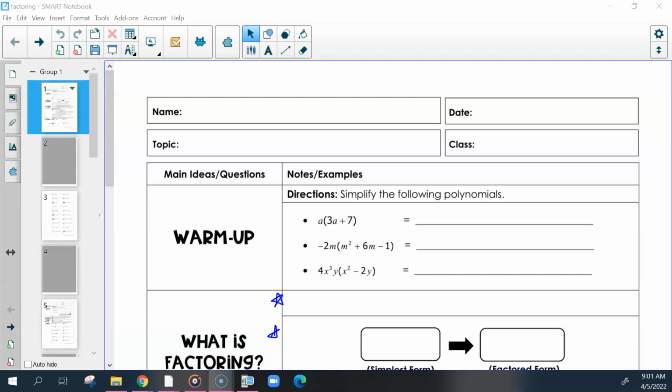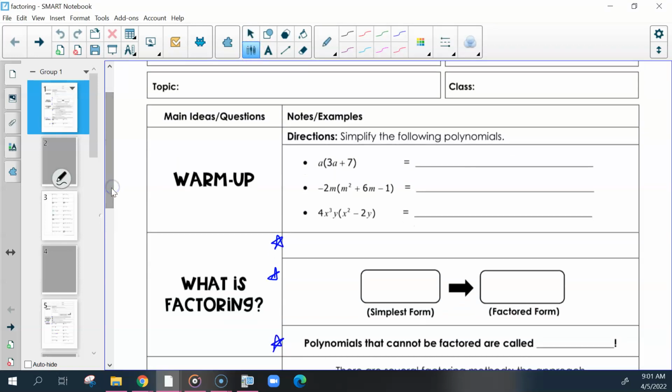Alright, so before we talk about actual factoring, let's do these problems right here. This should be good review from last unit. How would I solve this? Or simplify it? I would distribute and multiply to get 3a squared. What was the second thing you said? Plus 7a.